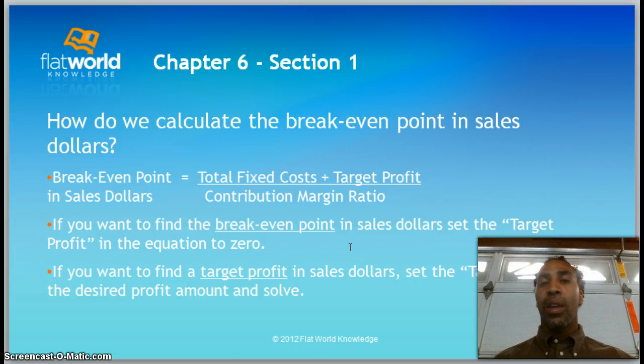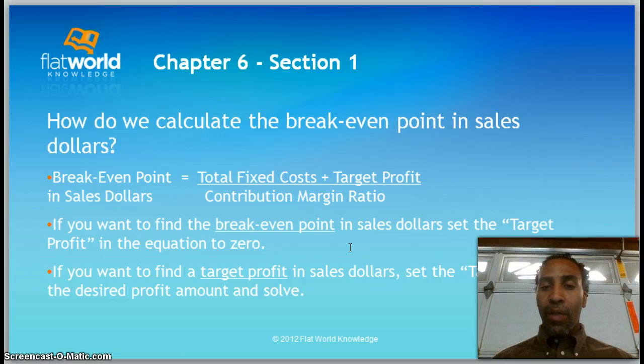So let's just say in this instance it's 0 because we're going to look for break-even, and then our contribution margin ratio is going to be 0.40 or 40%. So you go ahead and solve that equation there. So just remember 50,000 divided by 0.40, and that's going to be your break-even point in sales dollars.